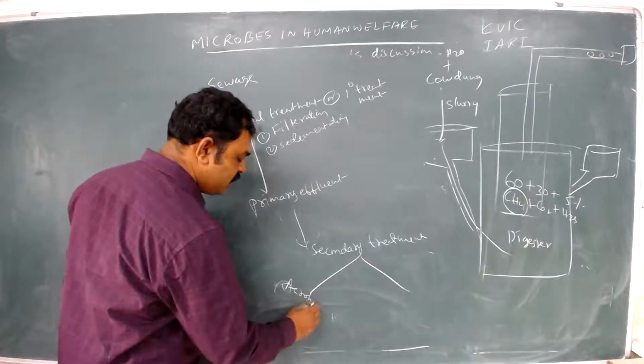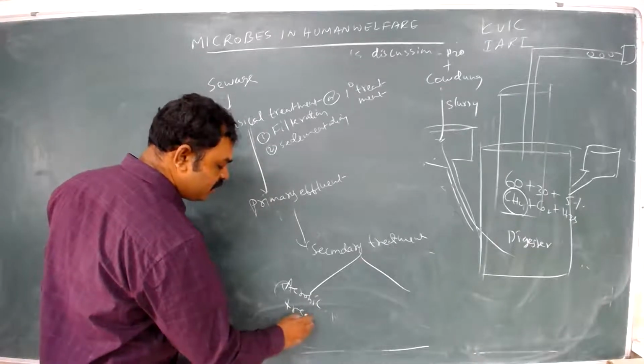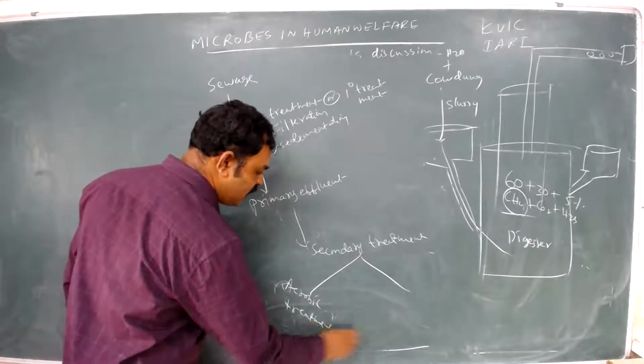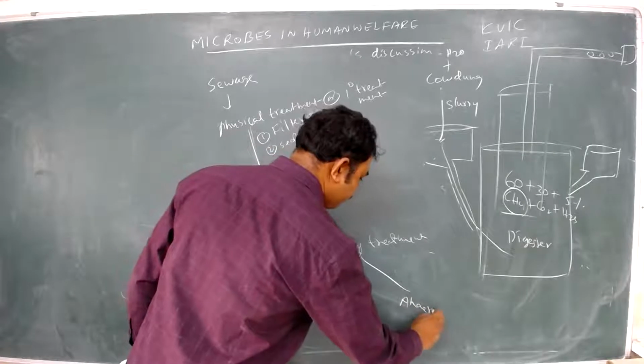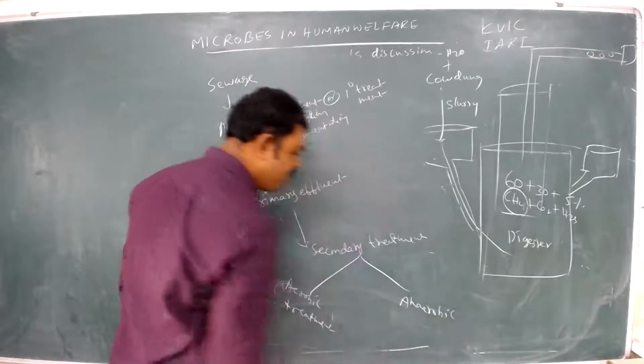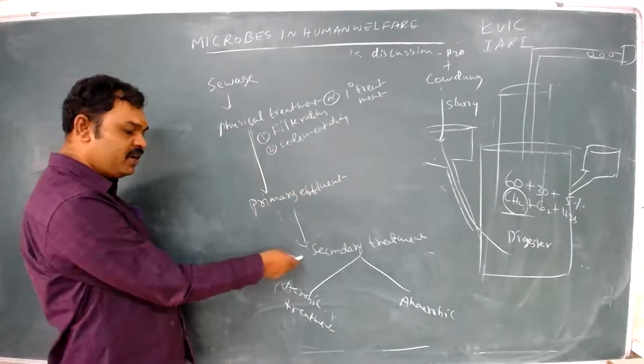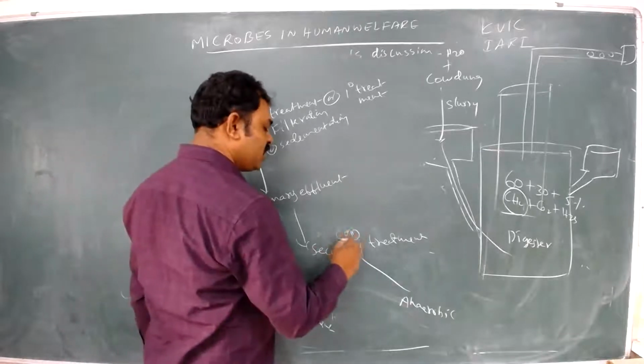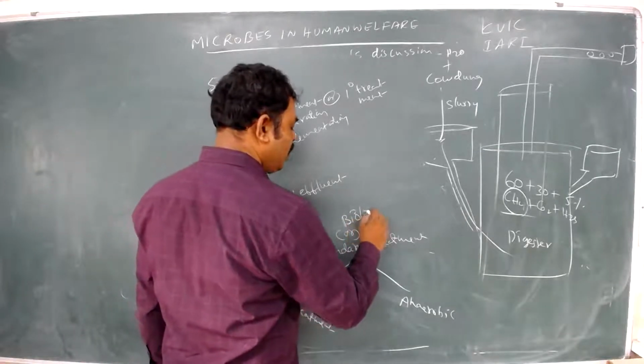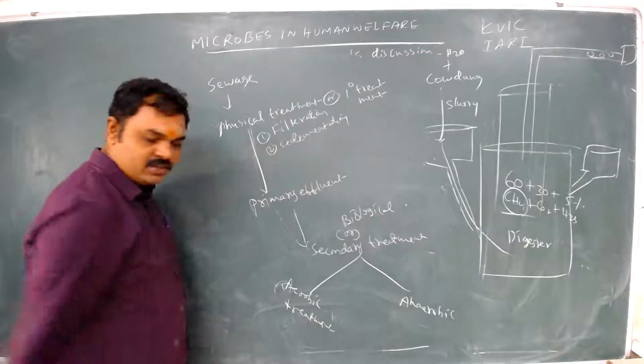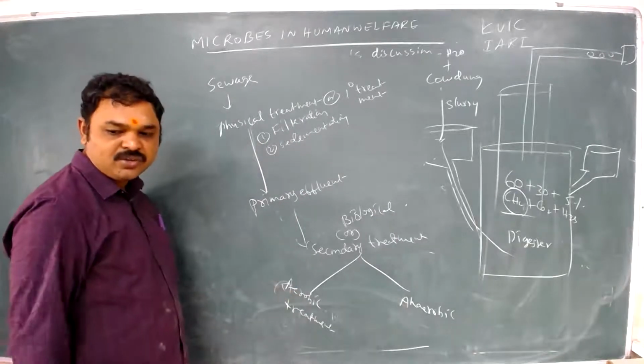Aerobic tank, that is the aerobic treatment. Another one, what is here? Anaerobic treatment. Aerobic treatment and anaerobic treatment. Secondary treatment is also called the biological treatment, because here microbes are used.